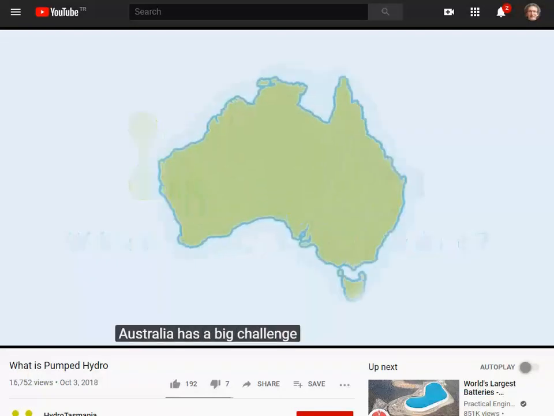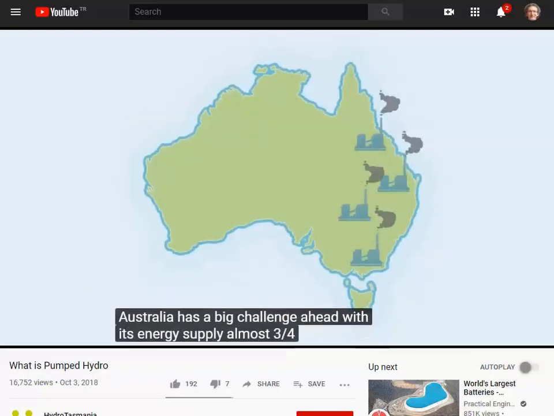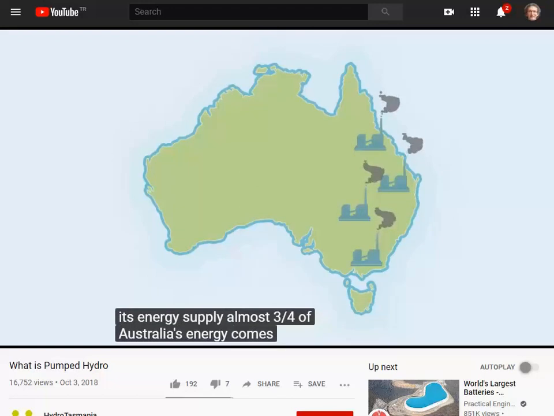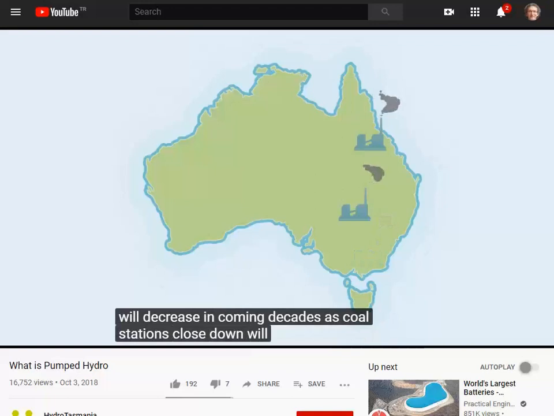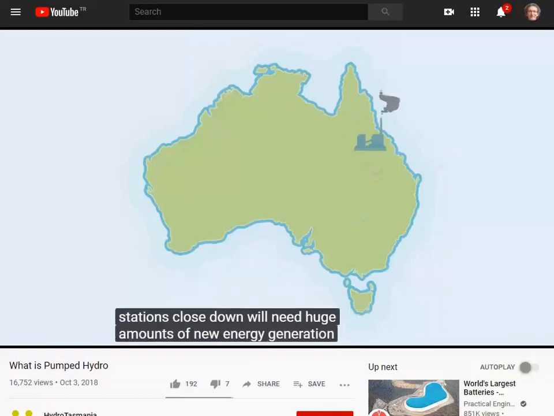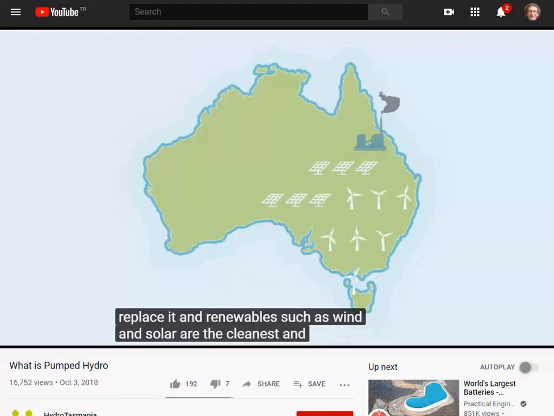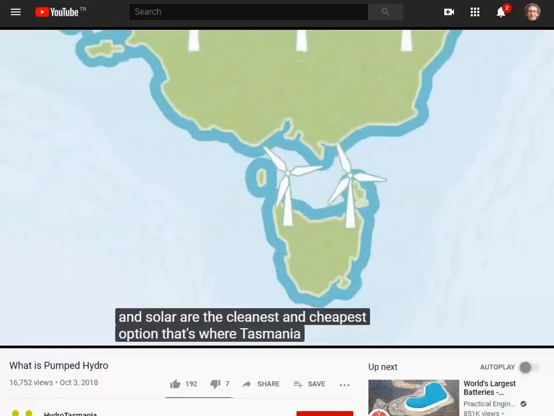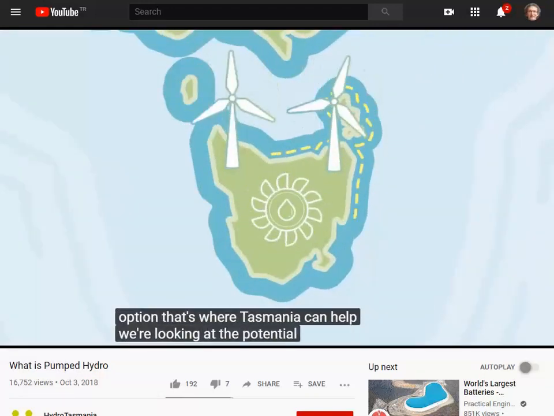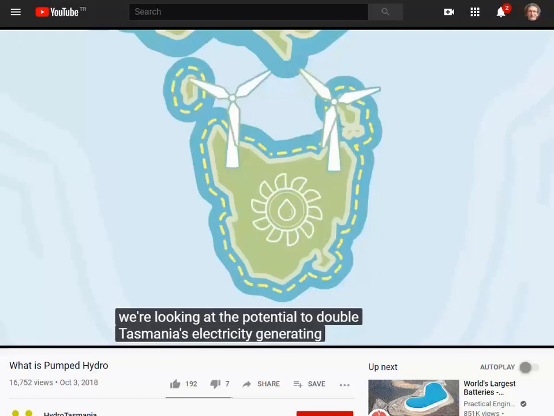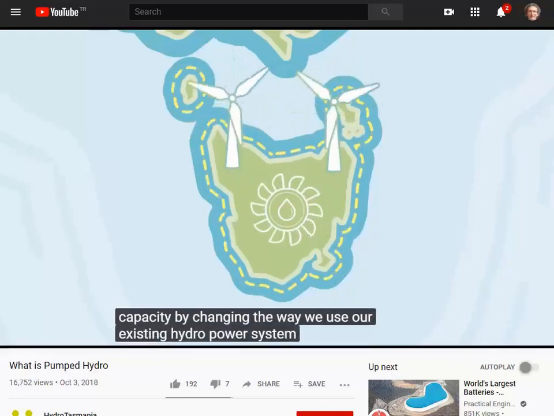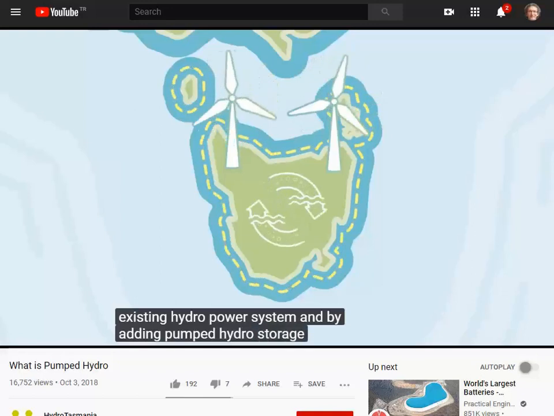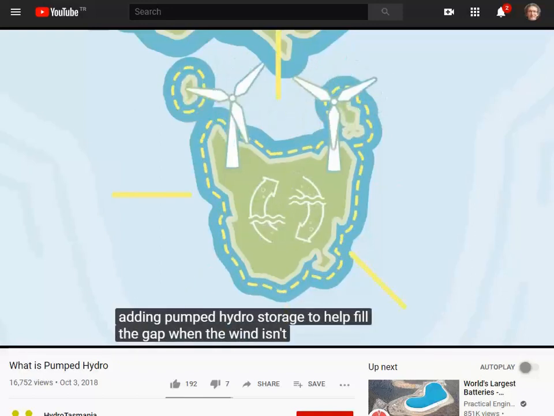Australia has a big challenge ahead with its energy supply. Almost 3/4 of Australia's energy comes from coal, which will decrease in coming decades as coal stations close down. We'll need huge amounts of new energy generation to replace it, and renewables such as wind and solar are the cleanest and cheapest option. That's where Tasmania can help. We're looking at the potential to double Tasmania's electricity generating capacity by changing the way we use our existing hydropower system and by adding pumped hydro storage to help fill the gap when the wind isn't blowing or the sun isn't shining.